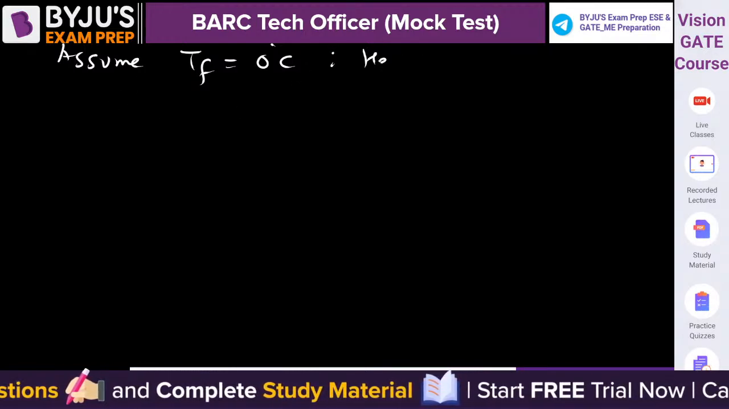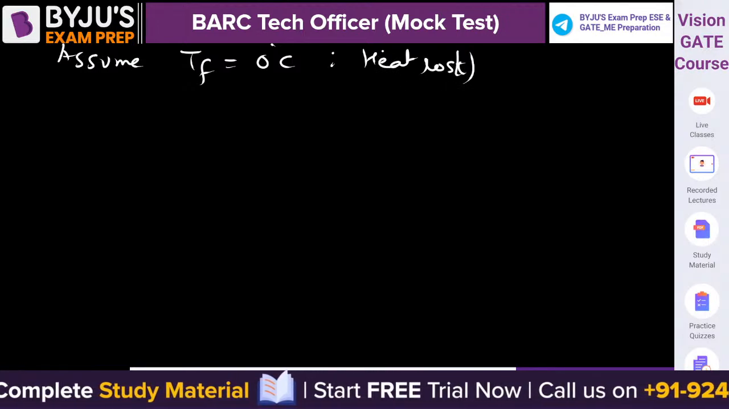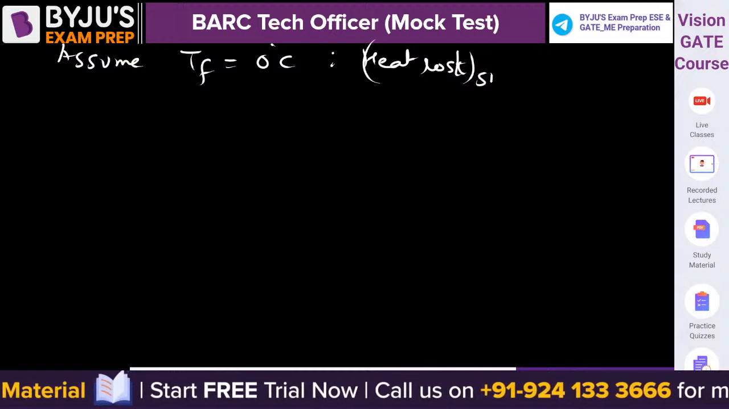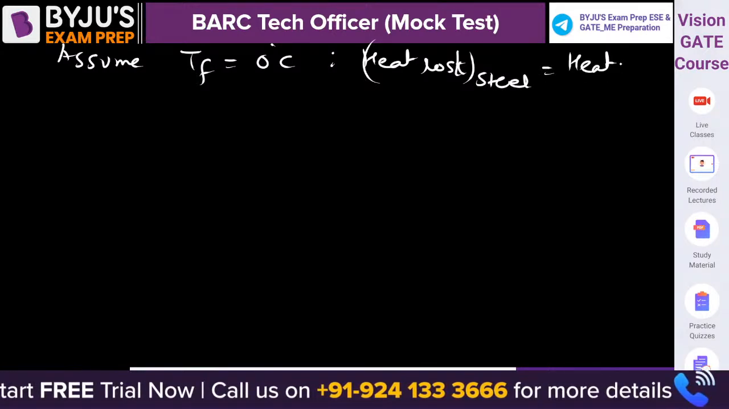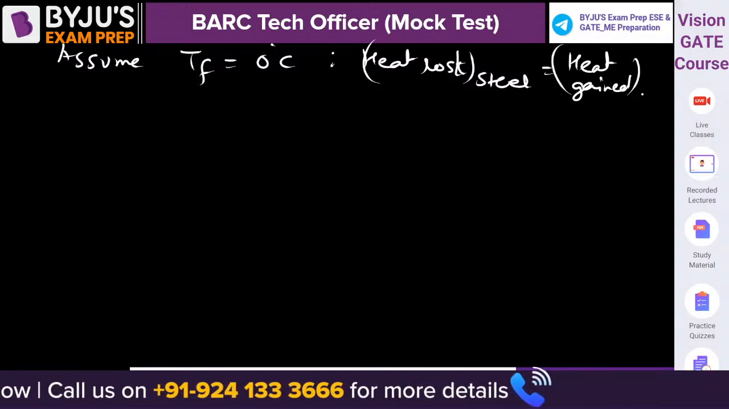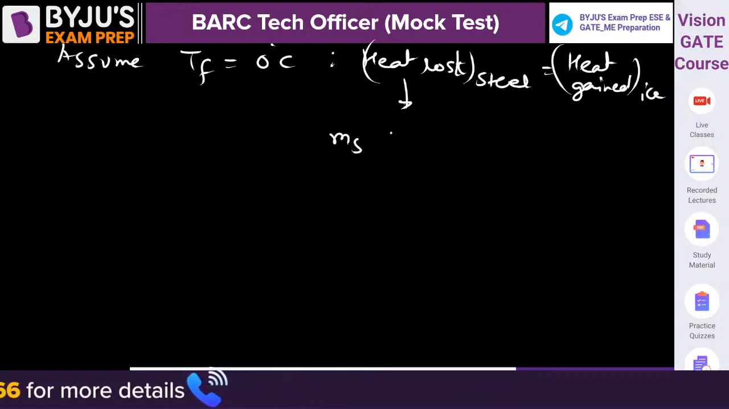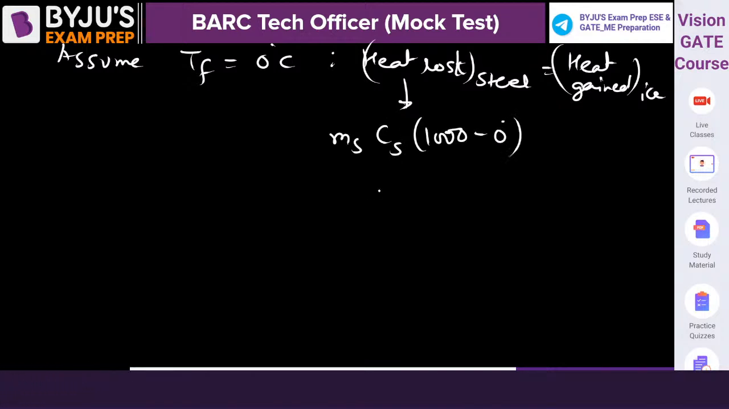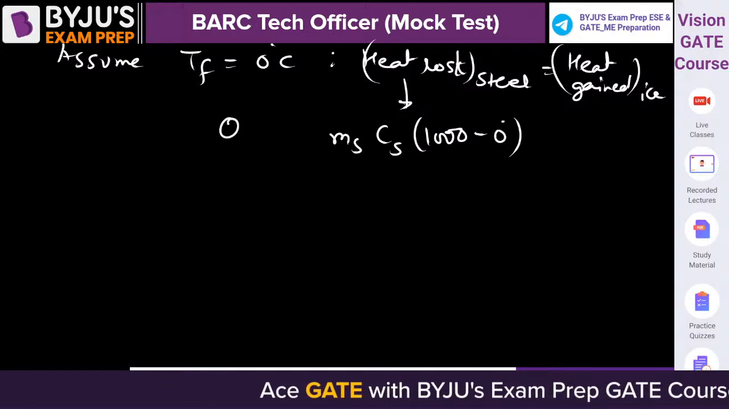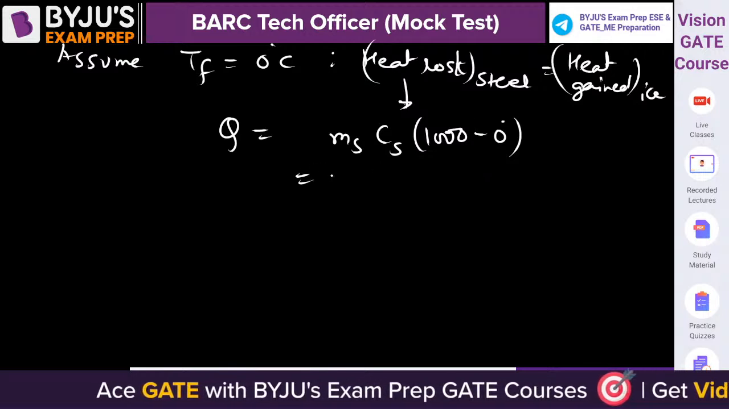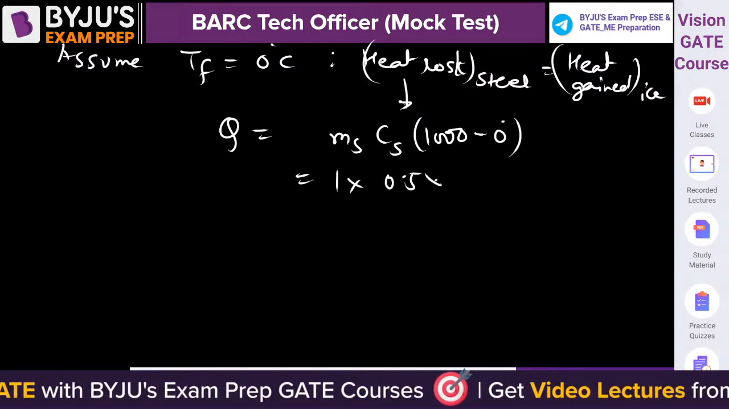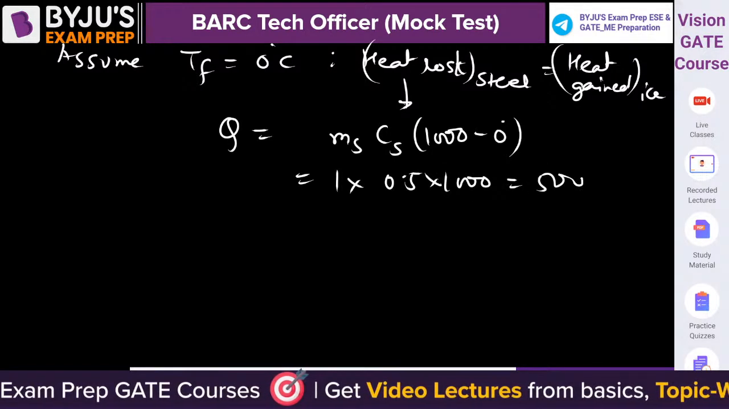So we can say heat lost by the steel will be equal to heat gained by ice, isn't it? That is energy conservation. Heat lost is equal to heat gained. So what will be the heat lost? Mass of steel into specific heat of steel into 1000 minus 0, isn't it? So that is heat transfer. What is mass of steel? That is 1 kg. 0.5 into 1000. How much is that? That is 500 kilojoule.